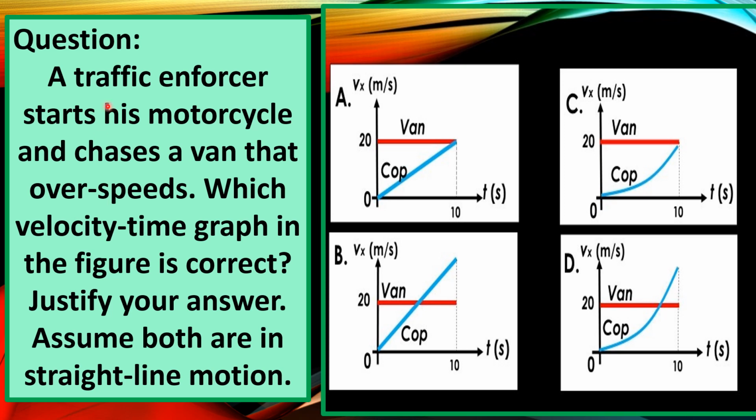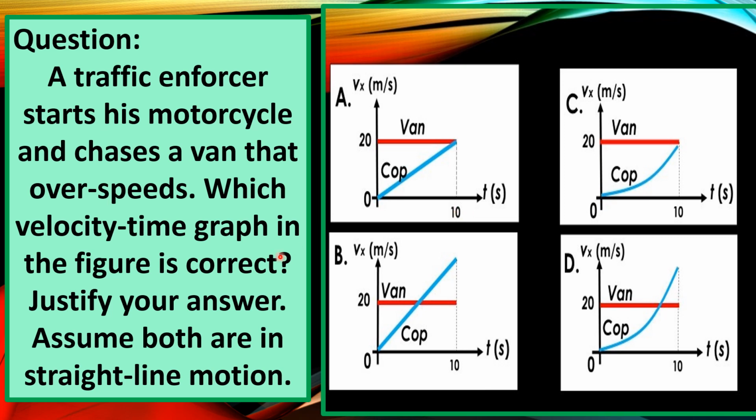The question is, a traffic enforcer starts his motorcycle and chases a van that overspeeds. Which velocity time graph in the figure is correct? Justify your answer. We assume that the van and the motorcycle are in straight line motion and that the motorcycle cop is able to catch up with the van at the specified time of 10 seconds.